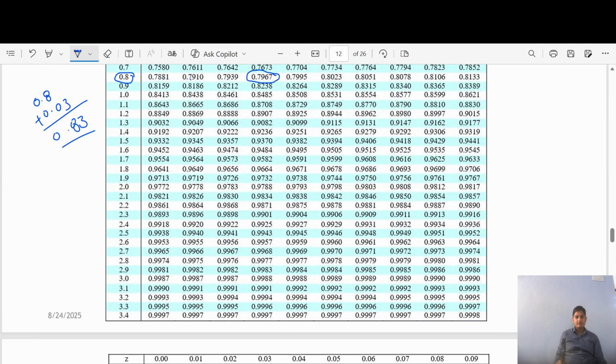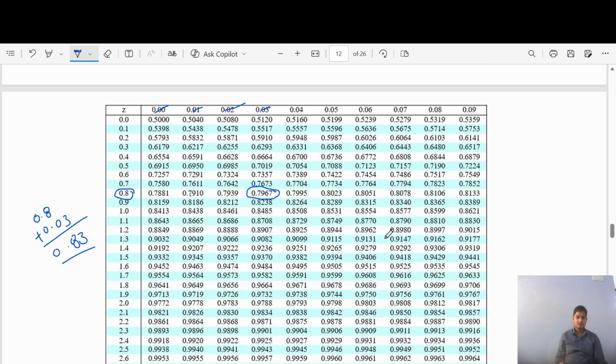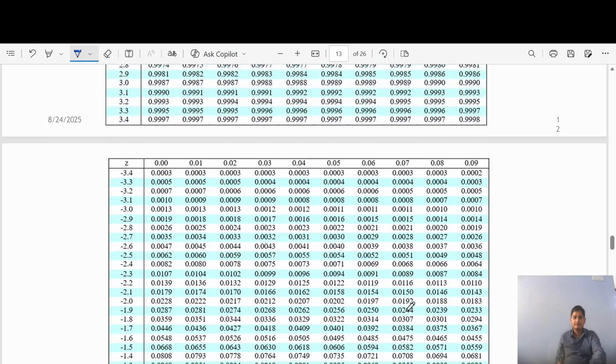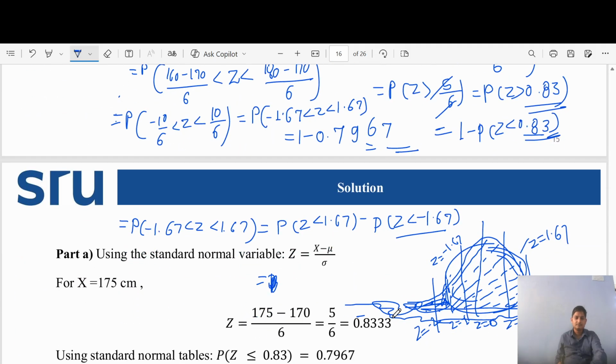So 1.67 means, you see this is 1.6. 0, 1, 2, 3, 4, 5, 6, 7. Okay, so this is the required value, 0.9525. So first of all, we write 0.9525.